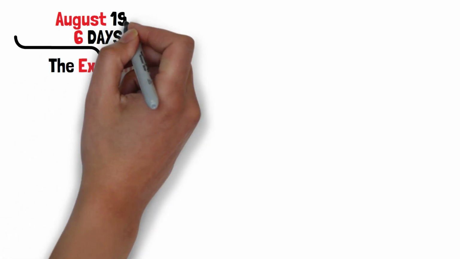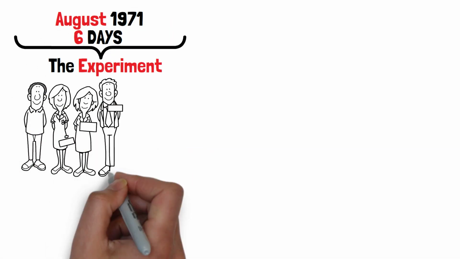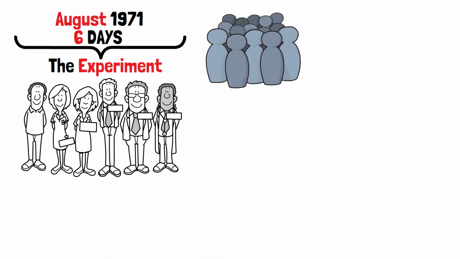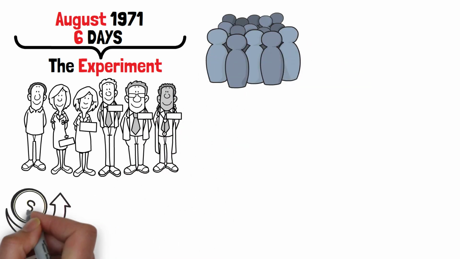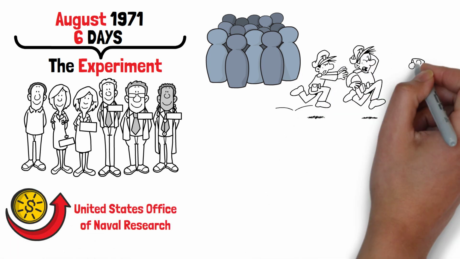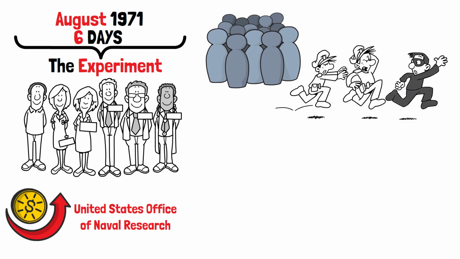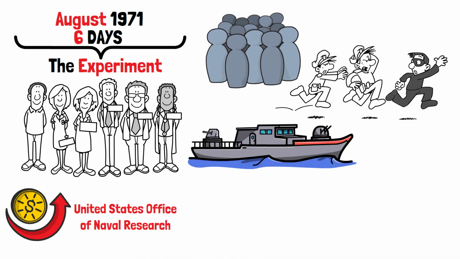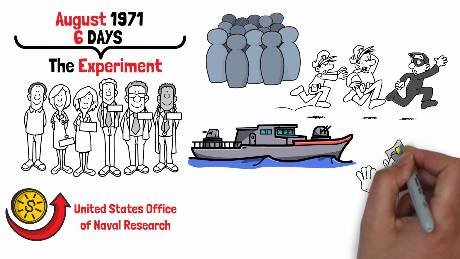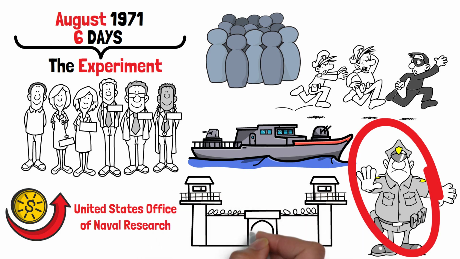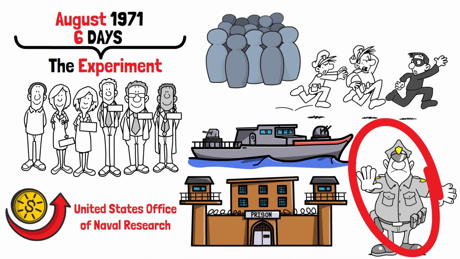The experiment was conducted over a span of 6 days in August 1971. Zimbardo and his research group recruited a group of unsuspecting college students to participate in the study. The experiment was funded by the United States Office of Naval Research and sought to investigate the dynamics between guards and prisoners in the Navy and Marine Corps. Zimbardo aimed to determine whether the reported brutality among guards in American prisons stemmed from their sadistic personalities or was primarily influenced by the prison environment.